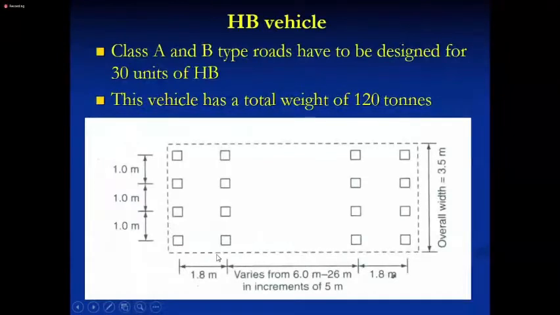And we'll look at the HB vehicle. The HB vehicle has 4 wheels at 1 meter width, and the width of the vehicle is 3.5 meters. And the distance between these can be 6 meters, 11 meters, 16 meters, 21 meters, and 26 meters. So you can stretch the vehicle. Length of the vehicle can be stretched. And can somebody tell me why you can stretch the vehicle?